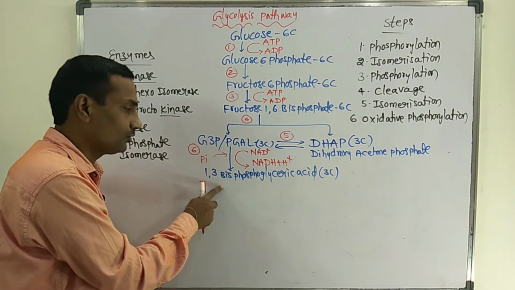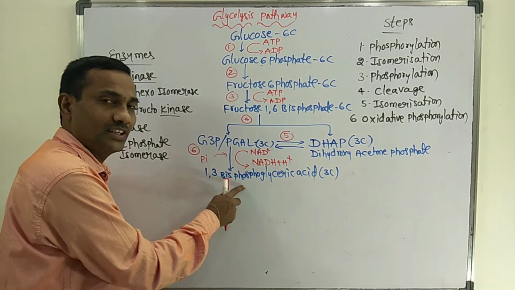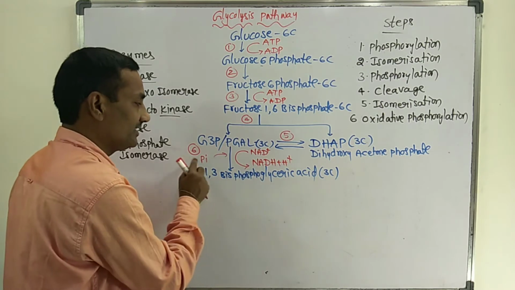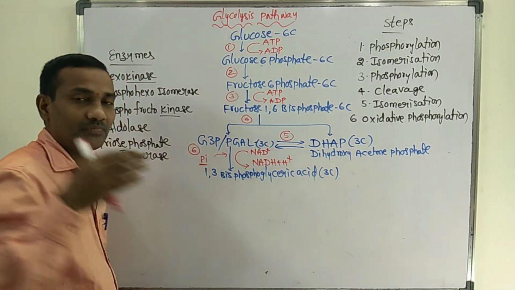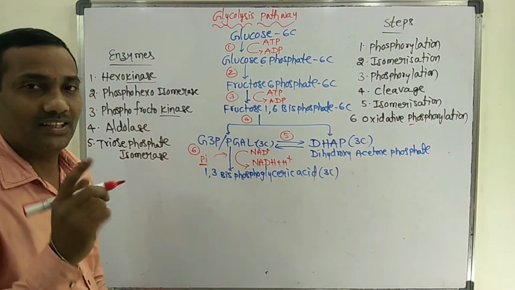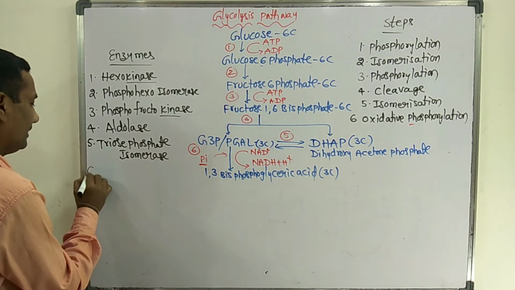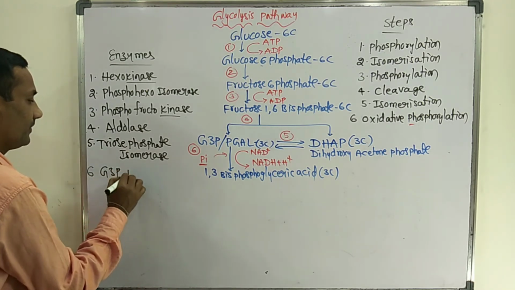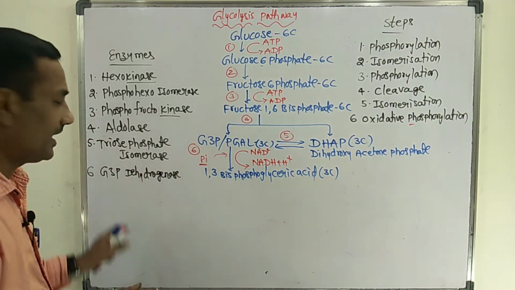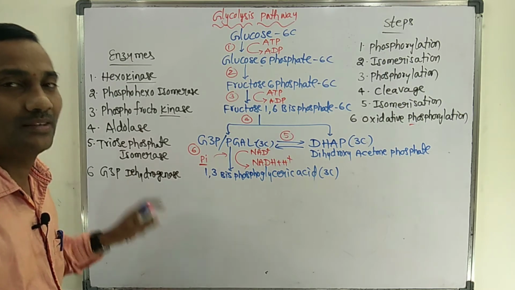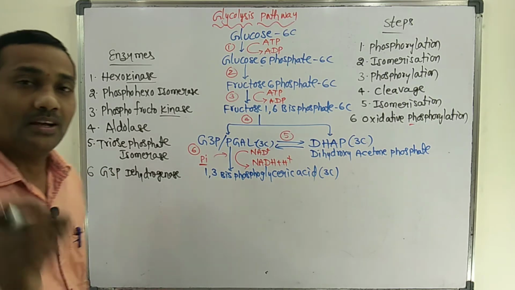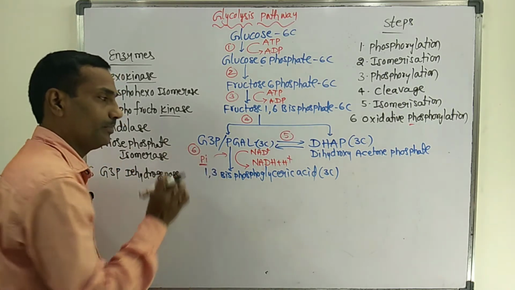G3P is oxidized to 1,3-bisphosphoglyceric acid. This is also a 3-carbon compound, and NADH plus H plus is produced at the 6th step. Because of the involvement of inorganic phosphate, this process is phosphorylation. This process occurs in the presence of one enzyme, G3P dehydrogenase, otherwise known as glyceraldehyde 3-phosphate dehydrogenase enzyme. That is the full name of the enzyme. In the presence of this enzyme, this step occurs.